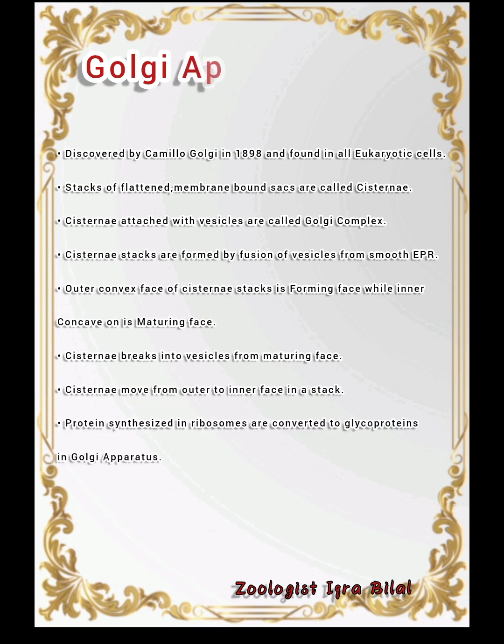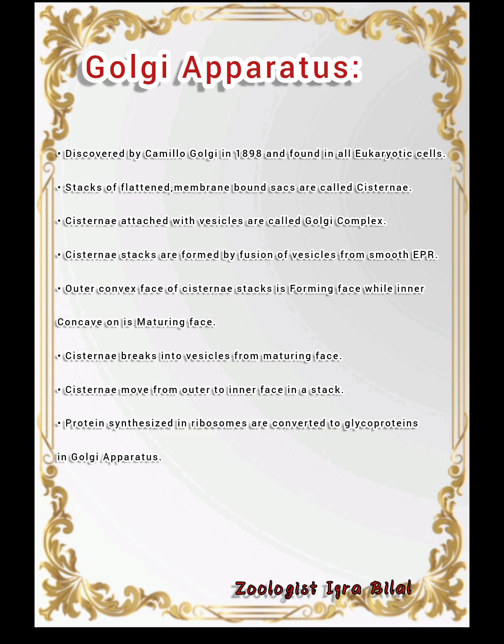Next is the Golgi apparatus, which was discovered by Camillo Golgi in 1898 and is found in all eukaryotic cells. Please remember that it is only in eukaryotic cells, not prokaryotic. Stacks of flattened membrane-bound sacs are called cisternae. Cisternae attached with vesicles are called Golgi complex. These are very important definitions and have already been asked in PPSC exams.